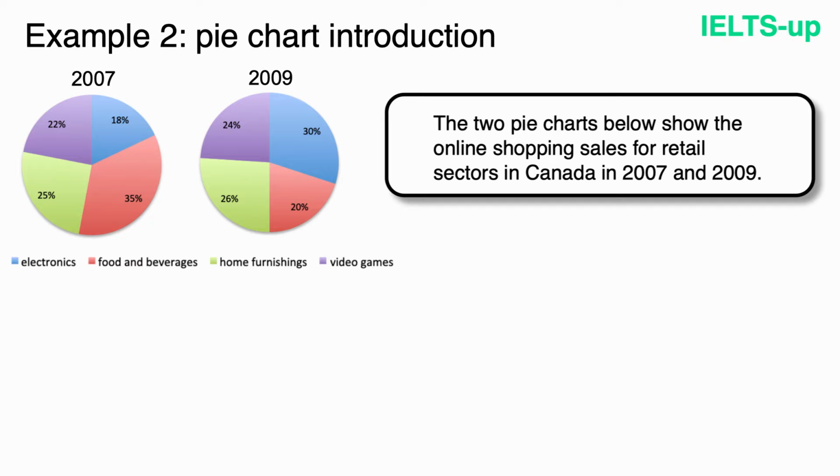Here is a second example of an IELTS Writing Task 1 question. In this task, you need to describe pie charts. Let's try to write an introduction for this task. As usual, we'll start by reading the question card. The two pie charts below show the online shopping sales for retail sectors in Canada in 2007 and 2009.